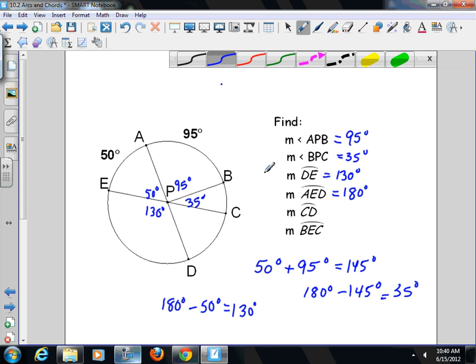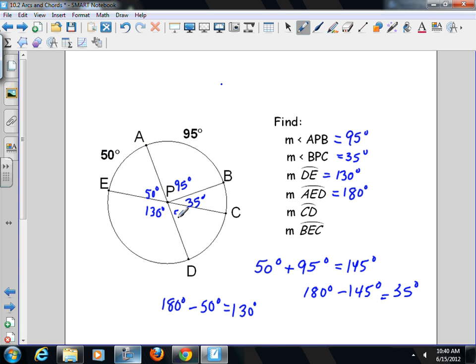Now we want to look at minor arc CD, which corresponds to central angle CPD. Well, CPD and APE are vertical angles, so they're congruent. So that means CPD has to measure 50 degrees, and that corresponds to the minor arc of CD, which must also measure 50 degrees.